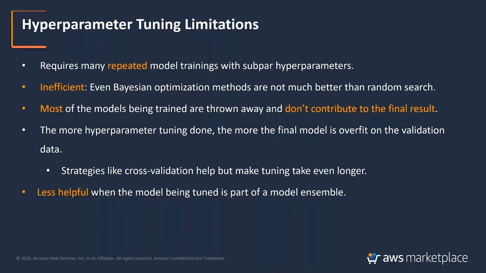So you need something called validation data, which is a common term in machine learning, which is basically a held-out set from your training set that you don't use during training, but check during validation. The problem is the more times you check that, the more overfit your model gets, and the more you're tricking yourself into thinking a model's good, because by chance a model might be good randomly, but it might not be good on the test data. There are ways to combat this, like cross-validation, but this makes the tuning process that's already long even longer. And finally, and most interestingly, it's less helpful when the model being tuned is part of a model ensemble.